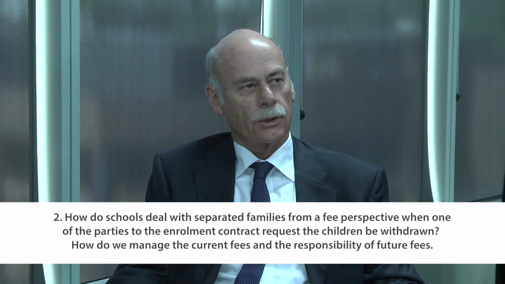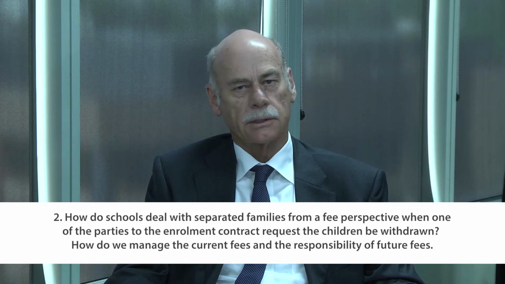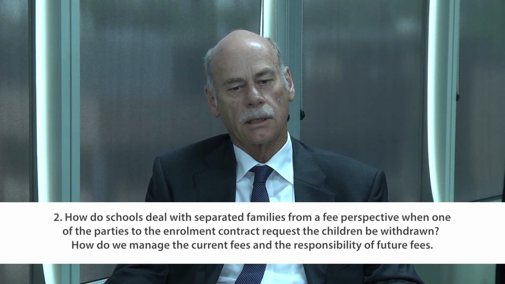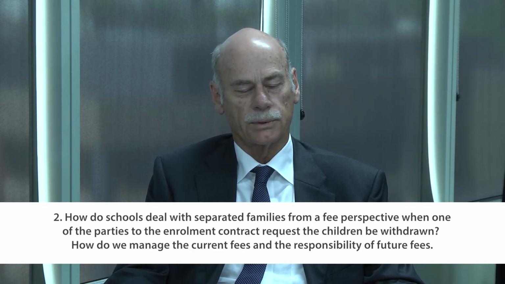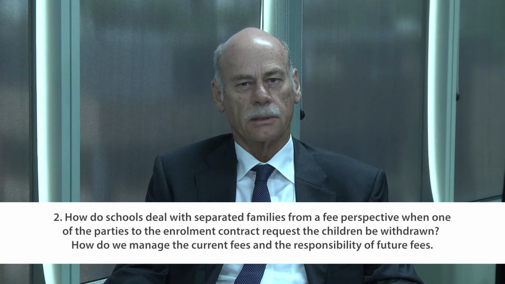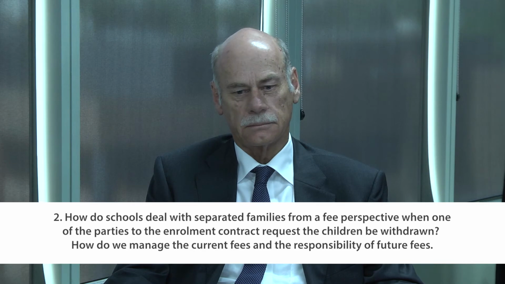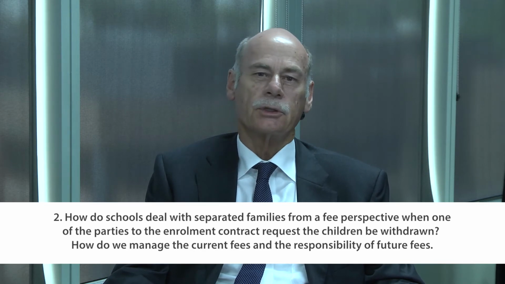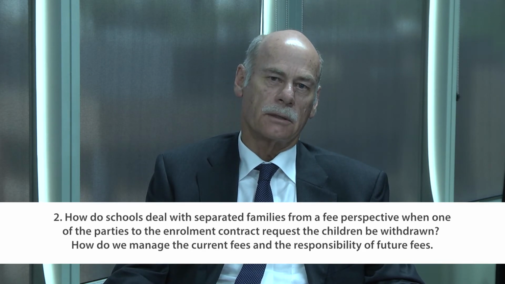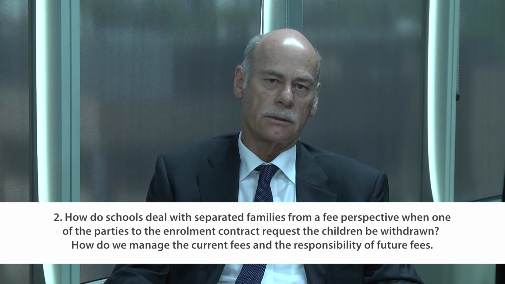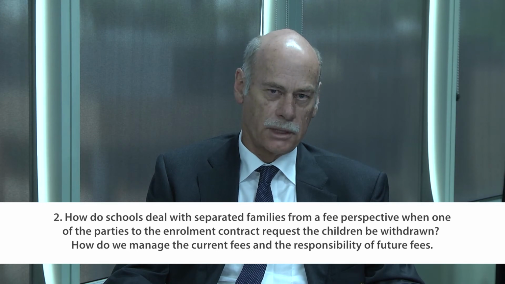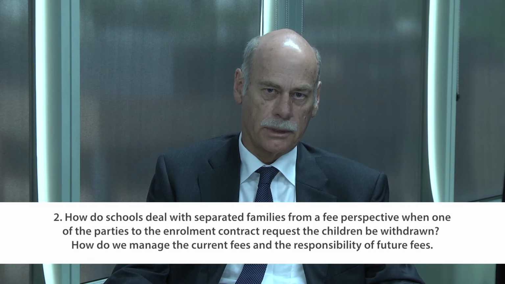Right, well, assume that both parents have signed the enrolment contract and then they divorce or separate and they want some other arrangement. Either one of them will be liable or none of them, whatever. The position is quite simple. They're jointly and severally liable under the contract until the contract's terminated. So either one of them can terminate the contract. It doesn't require both to agree to do that.